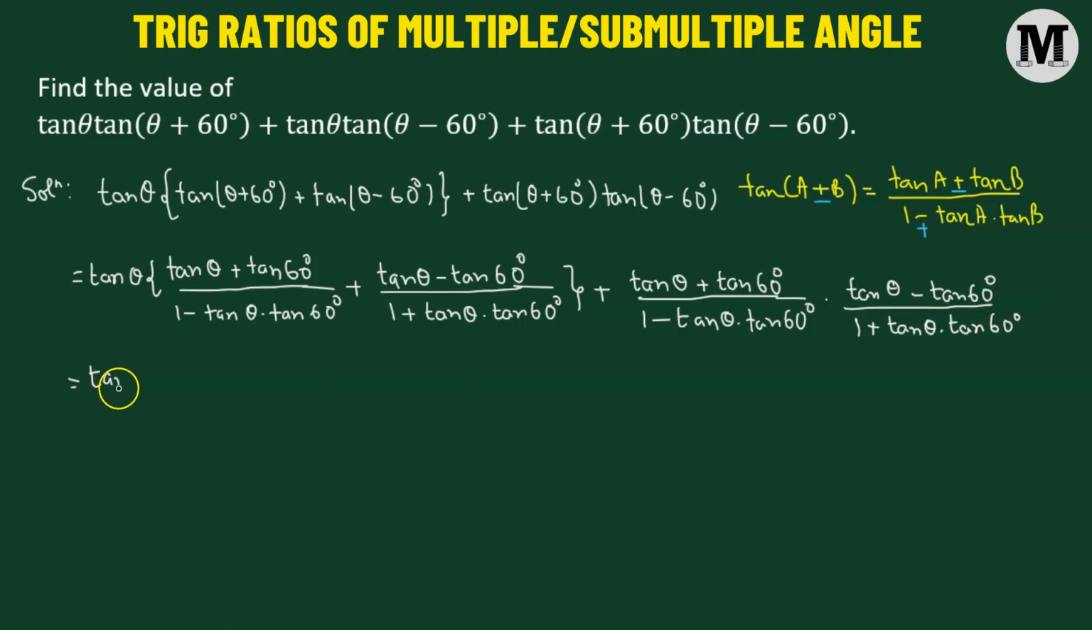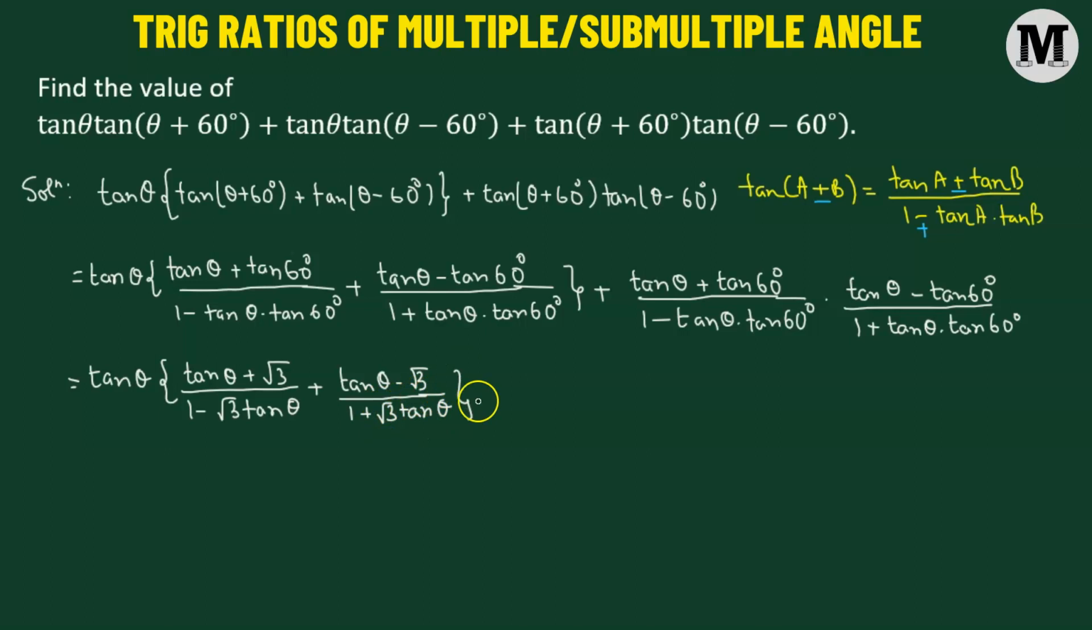Now we have tangent of theta. We know that tangent of 60 degrees has a standard value. So wherever we have tangent of 60, we're going to replace it with square root of 3. So we have tangent of theta plus square root of 3 divided by 1 minus square root of 3 times tangent of theta, added to tangent of theta minus square root of 3 divided by 1 plus square root of 3 times tangent of theta.